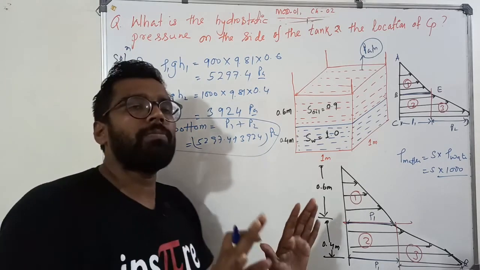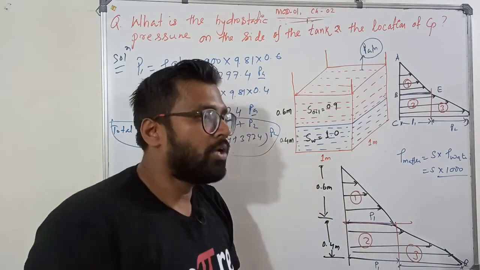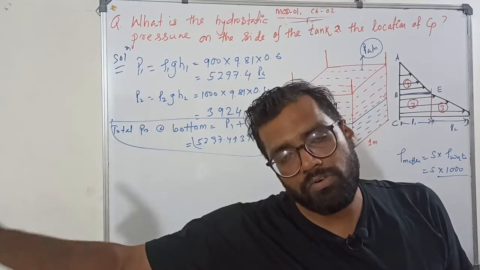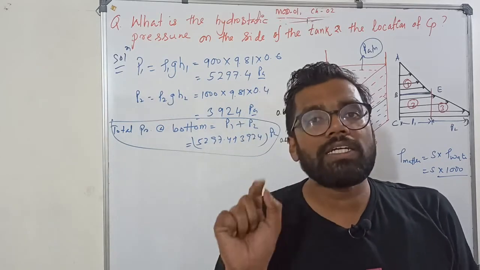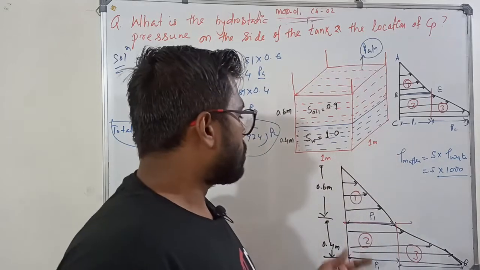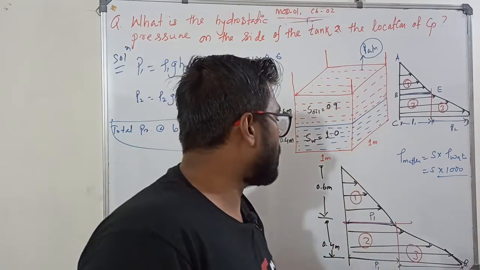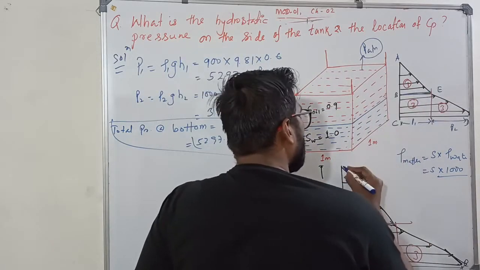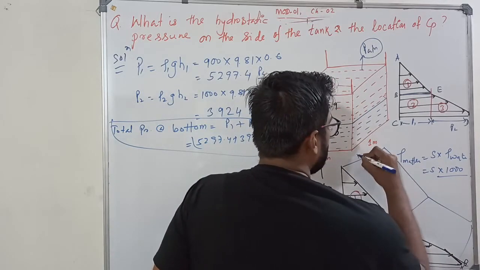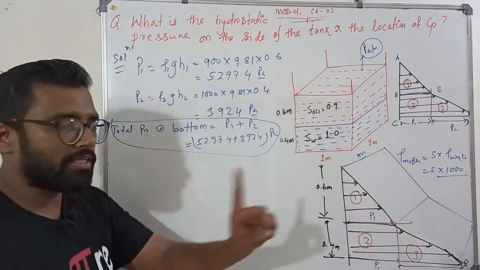So now the pressure diagram concept starts. What is your total force? Okay, what is the pressure force or hydrostatic force? Sir, it is the volume of the pressure prism. So we have three portions now, 1, 2 and 3. Everyone has a depth of how much? 1 meter. Okay, that 1 meter is there.